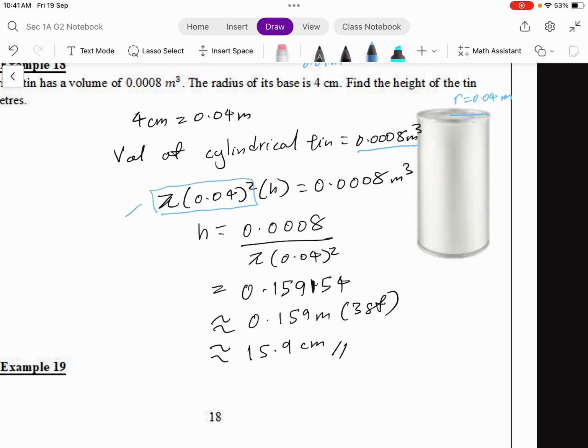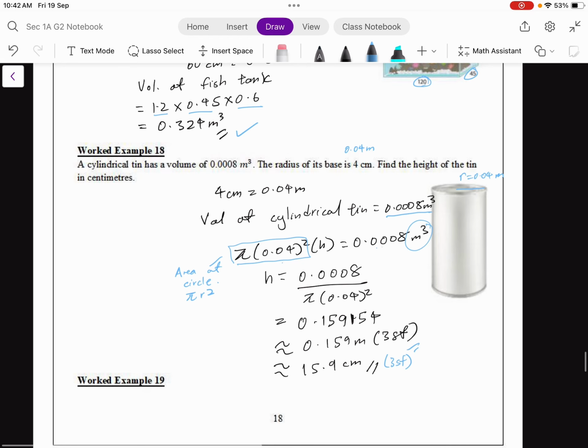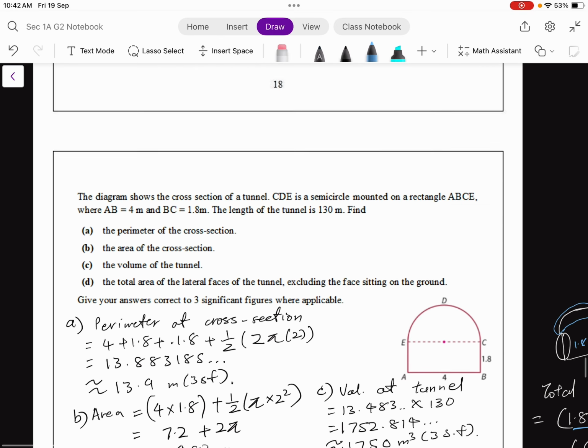Area of circle, pi r square. Okay, so pi r square is pi bracket 0.04 bracket square times h equals to 0.0008. Divide to find h. We found it in meter because this is meter cube. Then after that, convert it to cm. Alright, 3 significant figures. Alright, so these two questions are quite easy. So the next two will be a bit more complicated.